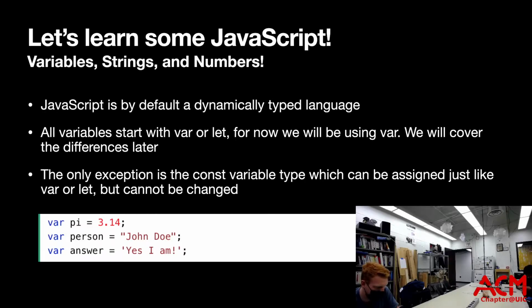So it's the same as var, but it cannot be changed. So if I was going to go in here and say answer equals yes I am, but you wanted to go and change it to no I am not, and it was const, you would not be able to do that. It's good for defining things that only get defined once. It's good programming practice to define everything as const unless you know you are going to be changing it.